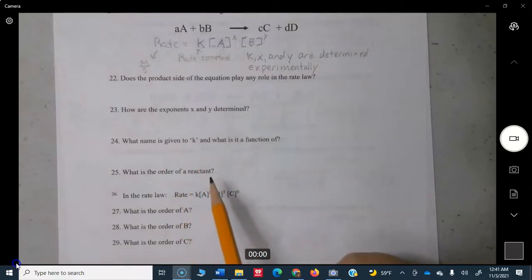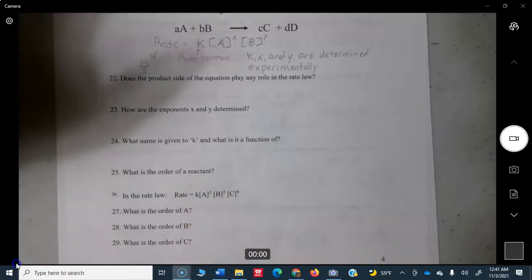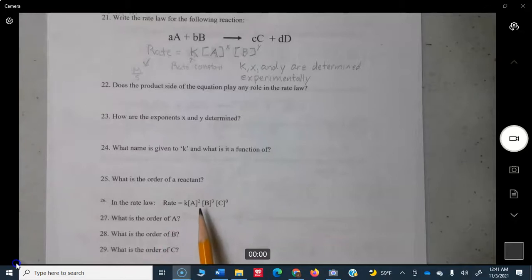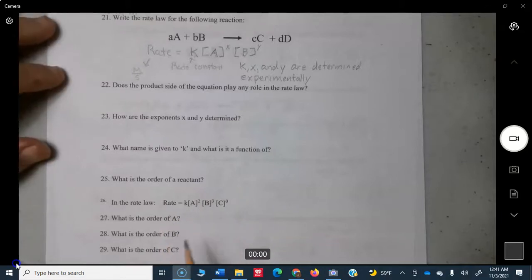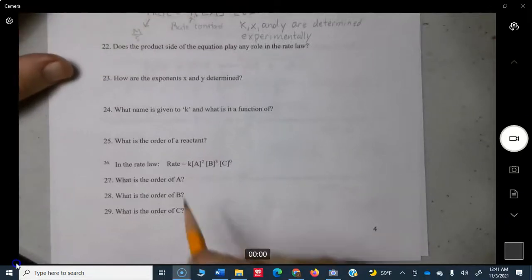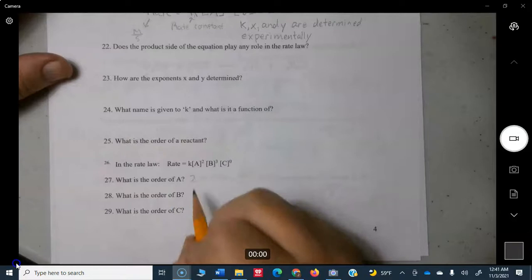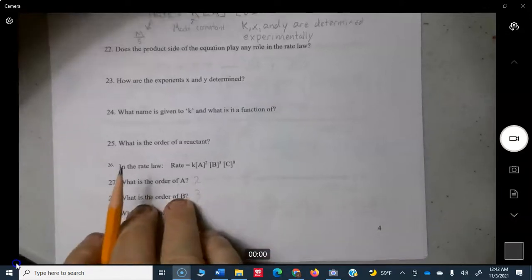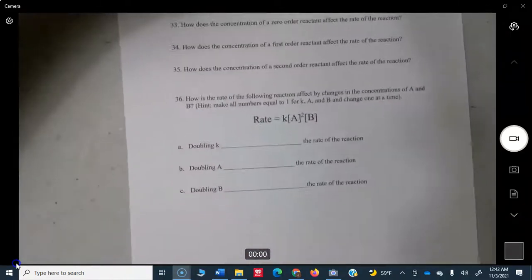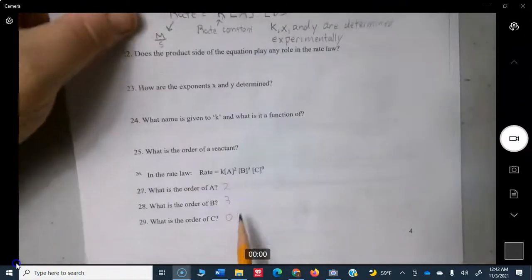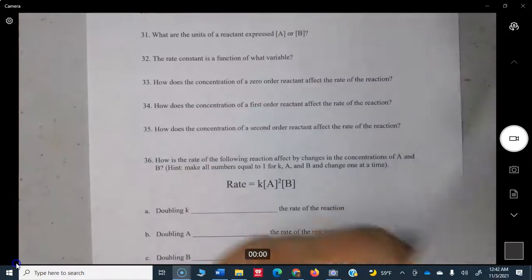What is the order of the reactant? Okay, so the order of the reactant is the exponent to which it's raised. So in this case, the order of A, and again, I want you to write these as complete sentence answers. You got to get used to doing that. So the order of A is 2. I'm just giving you the number. The order of B is 3. The order of C is 0. What is the order of the overall reaction? So in that case, you would add them. 2 plus 3 plus 0 is 5.